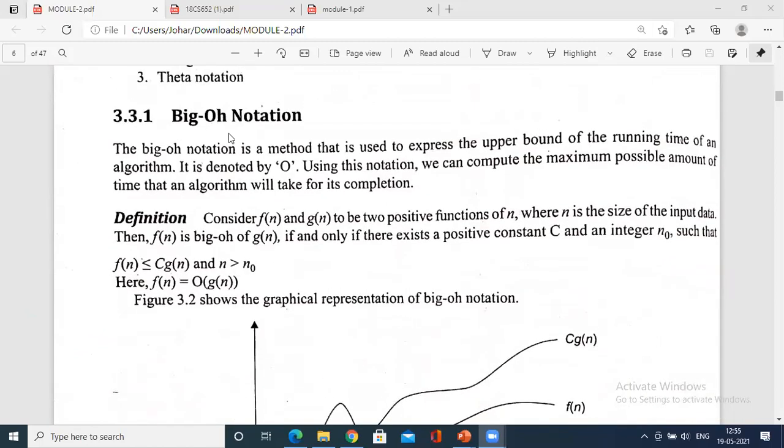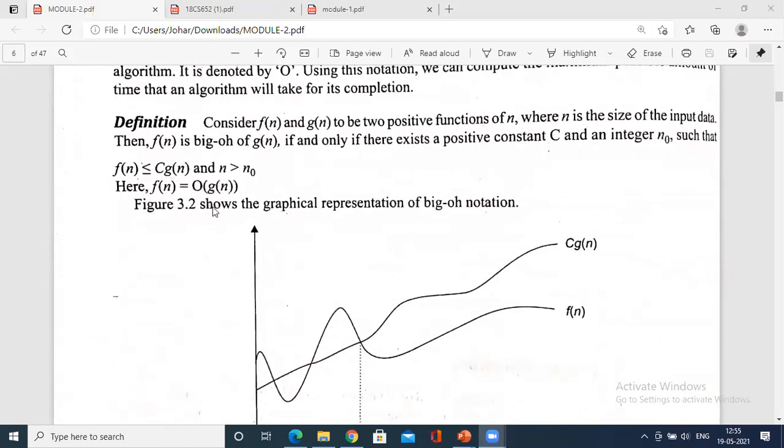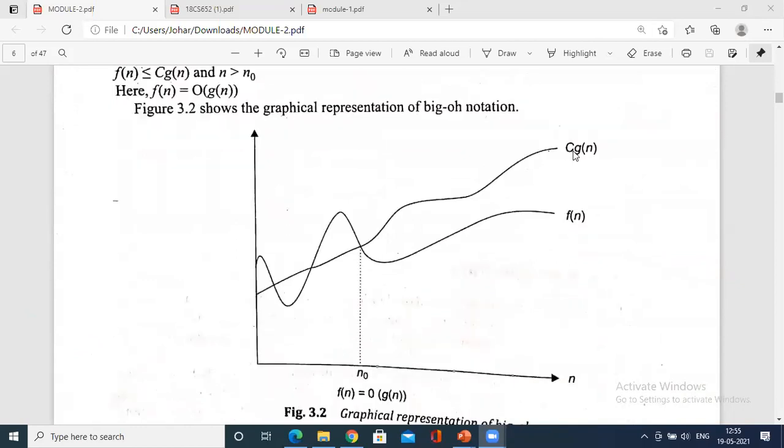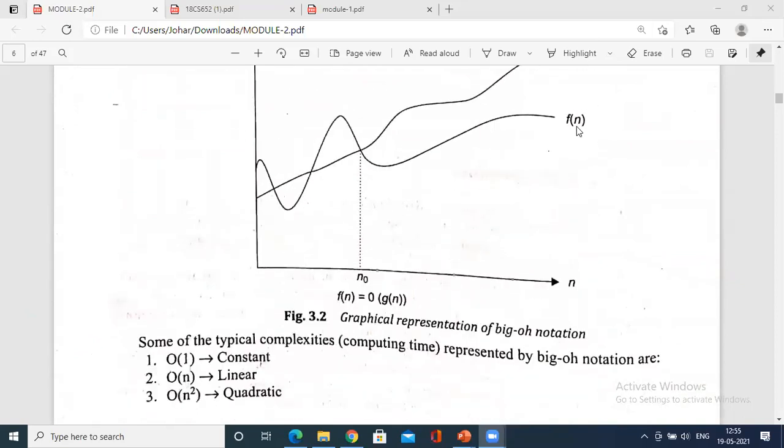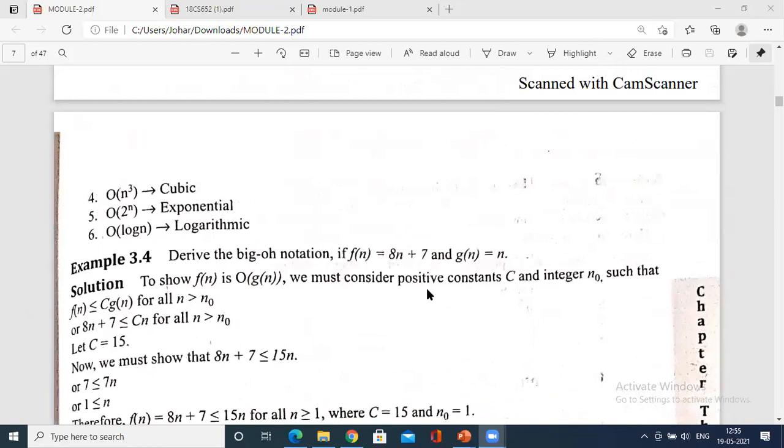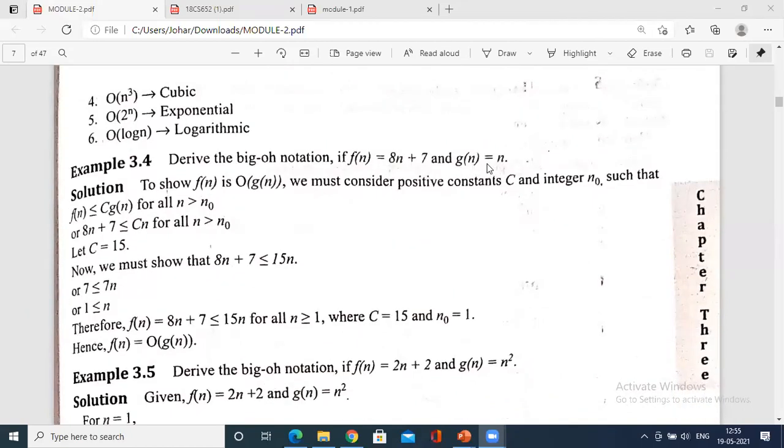Let me say once again, big O notation is used to represent the upper bound of the running time of an algorithm. So f of n equals to big O of g of n, where f of n is less than C g of n. So graphically, you represent C g of n, where C is a constant, right? f of n is a function. So in the problem, f of n is given, g of n is also given. So I represent with respect to the big O notation, f of n less than or equals to C g of n, right? As given in the problem, for all n greater than or equals to 0.